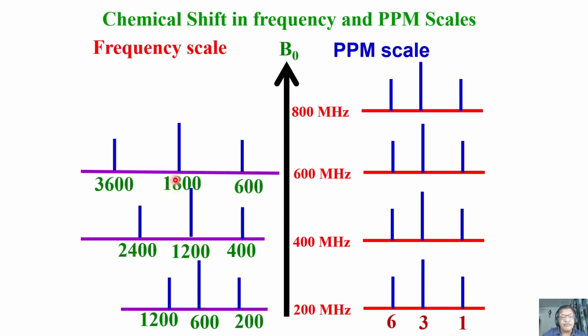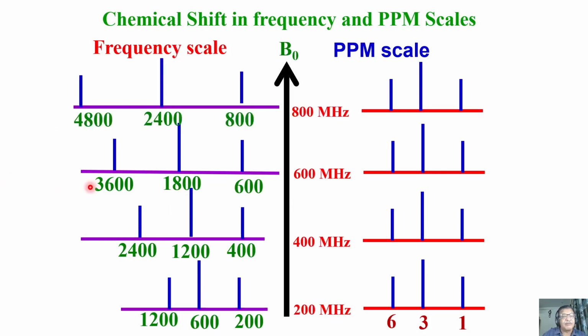Go further. Same logic. At 600 megahertz, it is 600 hertz for 1 ppm, 1800 for 3 ppm, and 3600 hertz for 6 ppm. The spread is even better now. Go to 800 megahertz. You see, 800 is 1 ppm, 2400 hertz is 3 ppm, 4800 is 6 ppm. Now what is happening? The spectral dispersion becomes better and better. So when you express in the frequency scale, you will get better dispersion of the spectrum.